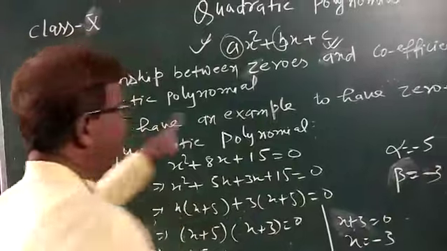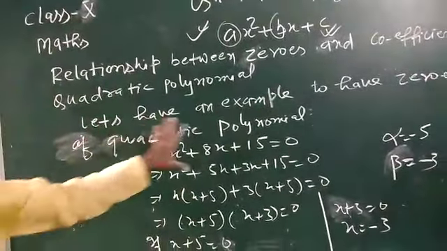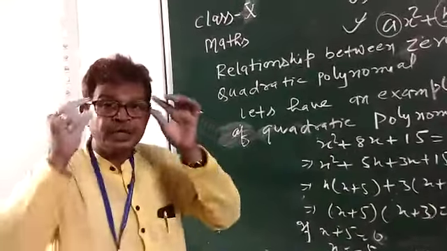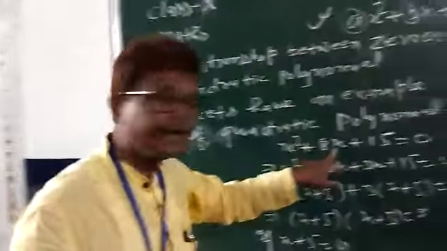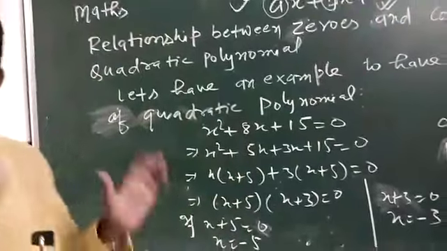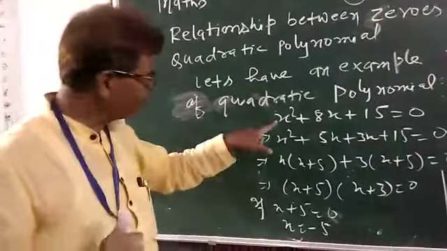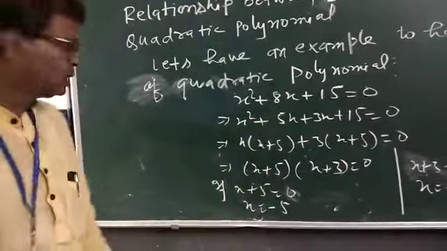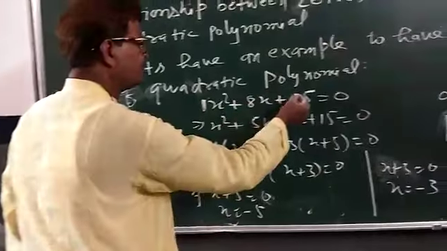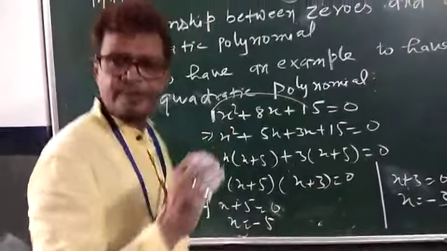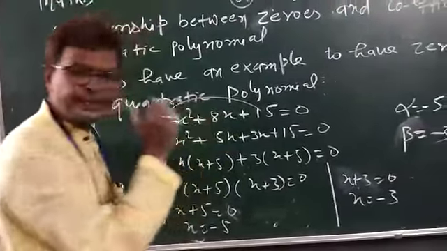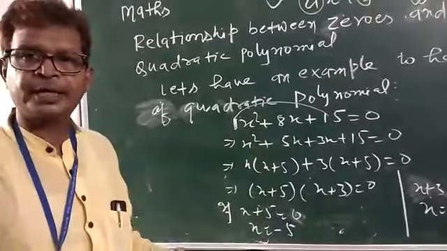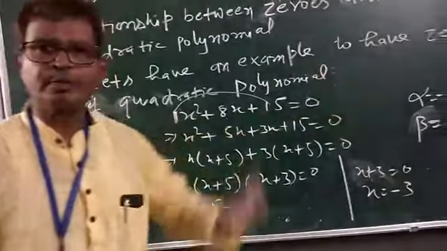Now let's have an example to find the zeros of a quadratic polynomial. Finding the zeros means you have to find the value of x by factorizing or splitting the middle term. We take the example x square plus 8x plus 15. At first multiply 15 by 1, we get plus 15. Then split 8 into two parts, so that the sum of these two parts is 8 and the product is 15.